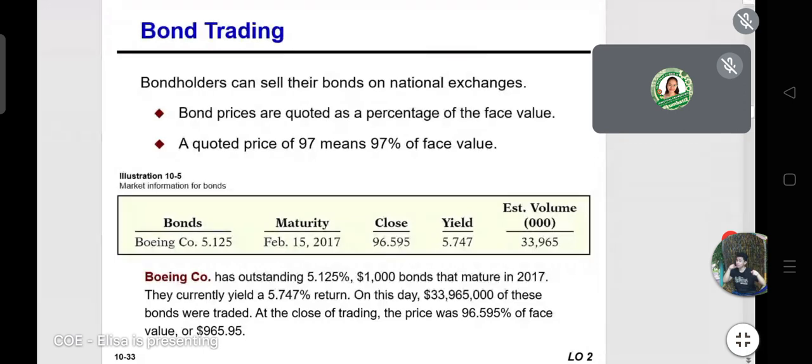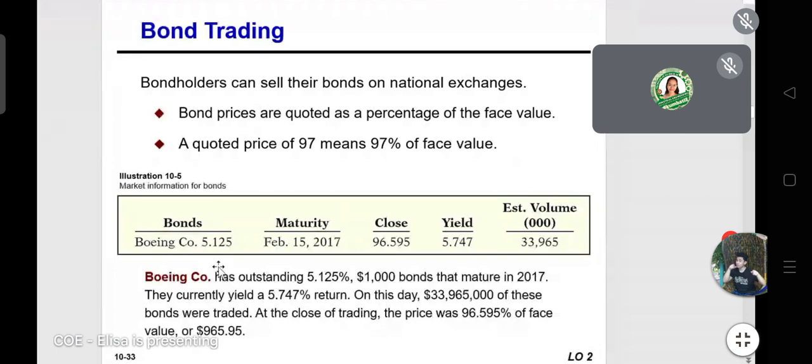Now, just like stocks, it can also be traded. So meaning pwede ta ani mopalit, pwede ta mag-trade, no? Palita ug bond, and then pwede nato ni siya i-trade. Bond prices are quoted as a percentage of the face value. A quoted price of 97 means 97% of face value.